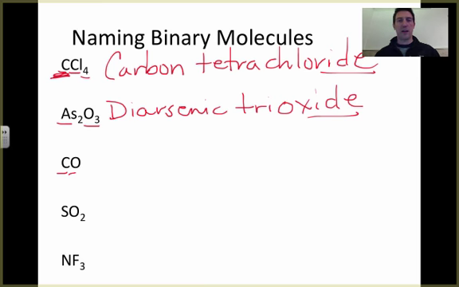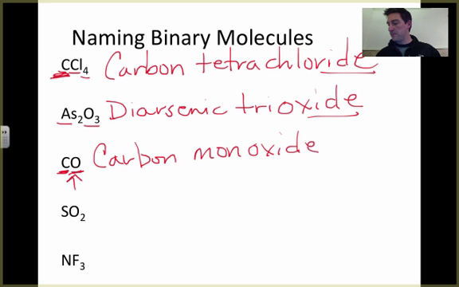We look at the next one, we've got carbon and we've got oxygen, remembering the rule that says we don't need to put mono if we only have 1, so this is going to start off as carbon, and we only have 1 oxygen, but even though we only have 1, the second element always has to have a prefix. So it's going to be monoxide. Again, here's kind of that one exception to the rule. We don't put monooxide, we put monoxide. So we drop part of the prefix.